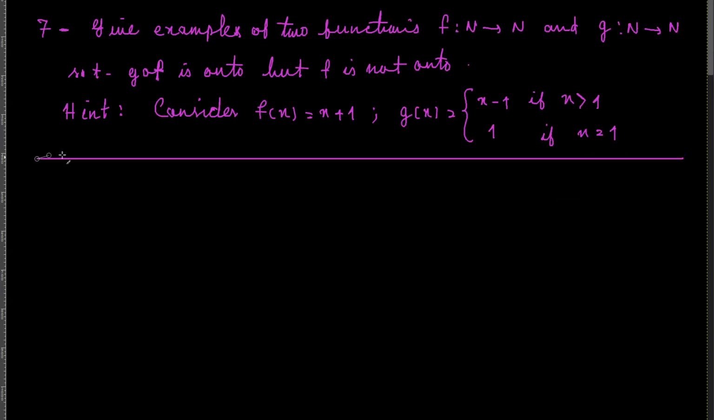Now, you want to give examples of two functions f and g, both from N to N, such that g of f is onto, but f is not onto. Of course, we did have this in some part of the theory that we had in this chapter, this concept.